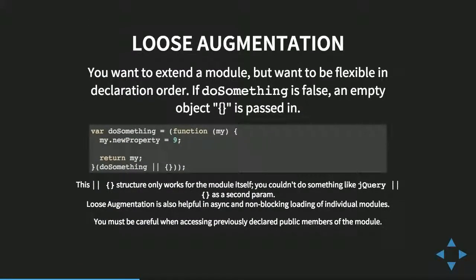Loose augmentation basically uses this cool little syntax down here that basically you're passing in do something just like the last slide, or if it doesn't exist, you're giving it an empty object. So this way, it doesn't matter which order your modules load, because if there's do something, it's going to augment it. If there's no do something, it's going to create it as an empty object.